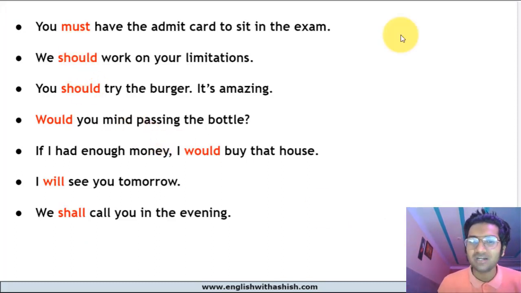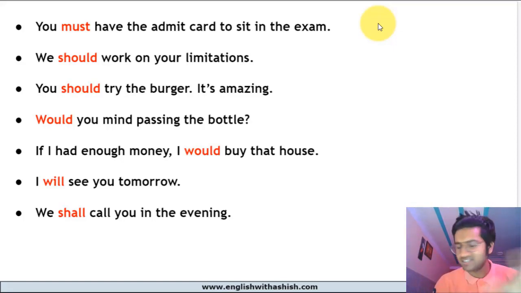The next is must. Must is used to talk about an obligation, right? That somebody has put on you, right? For example, you must have the admit card to sit in the exam, right? You must have that. If you don't have it, you cannot sit in the exam. You can use must to give a suggestion. You must try this, man. This dish is amazing. You must try. So it's a very strong suggestion. You must do this, right?